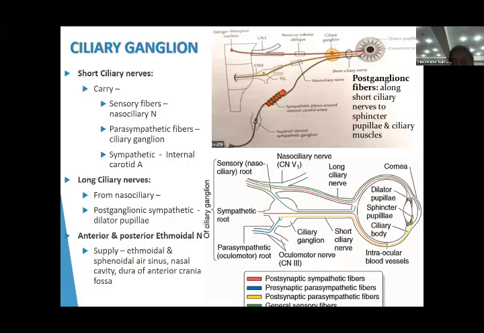जबकि आपकी sphincter pupillary को parasympathetic supply है. Sphincter pupillary and ciliary body, ciliary muscles inside the ciliary body, both of them are supplied by parasympathetic fibers. और पास उसी तरह ही होते हैं ये through the short ciliary nerve.